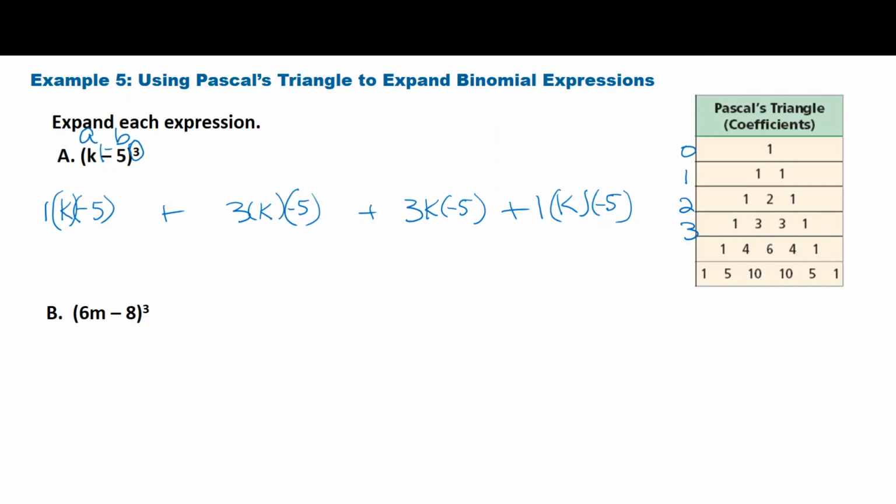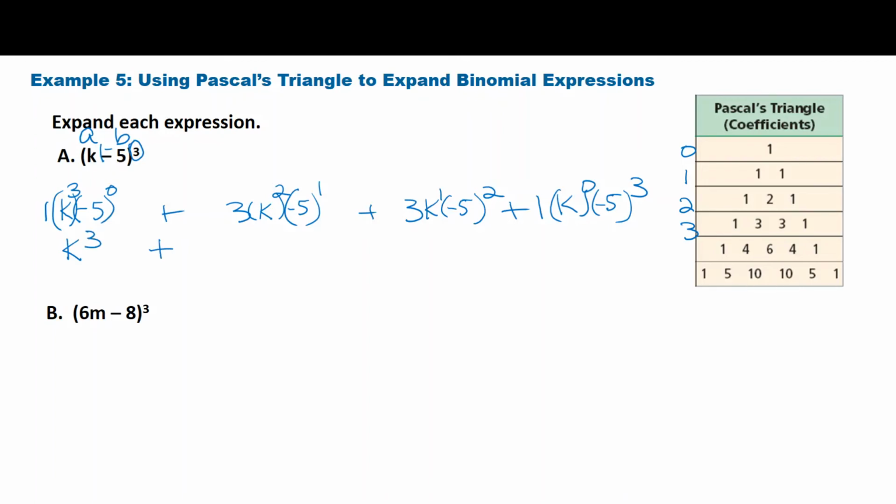All right, so now we have to put in the exponents on our a's and b's. So remember, our a starts at 3 and goes down: 3, 2, 1, 0. And our b starts at 0 and goes up: 0, 1, 2, 3. Okay, so now I've just about done everything. I just need to simplify and multiply everything out. So 1 times k to the 3rd times negative 5 to the 0 power. Remember, negative 5 to the 0 power is 1. So that is just k to the 3rd power.